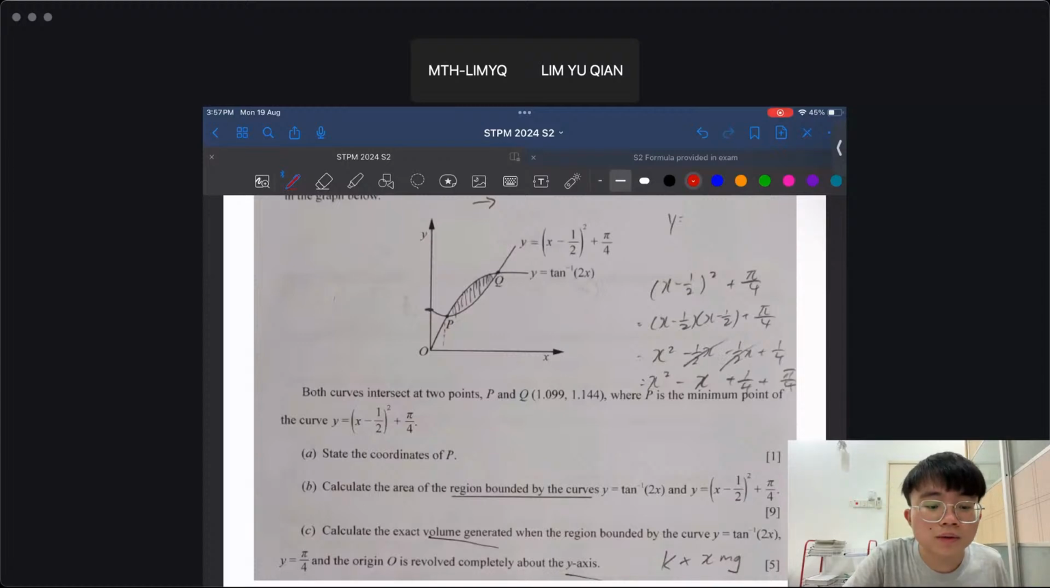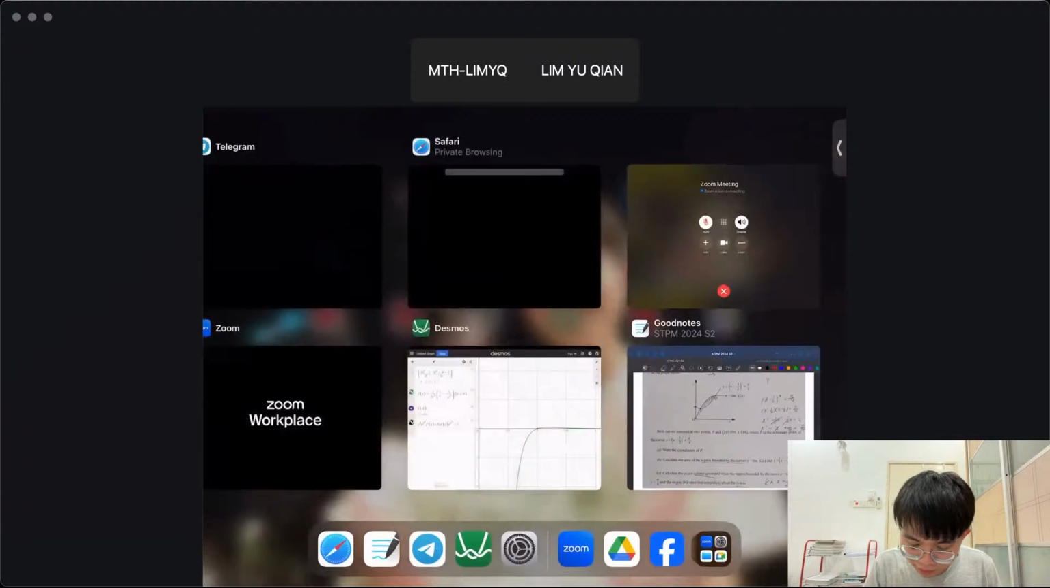So let me look at my something first. I have to keep checking. Is everything going okay? Okay, can. Right, let's continue. Why is my iPad lagging already? Yeah, hold on.